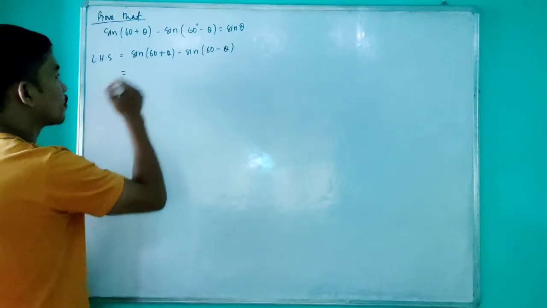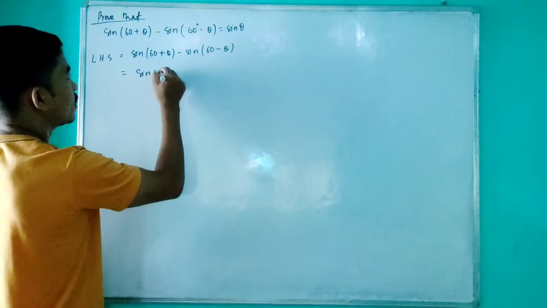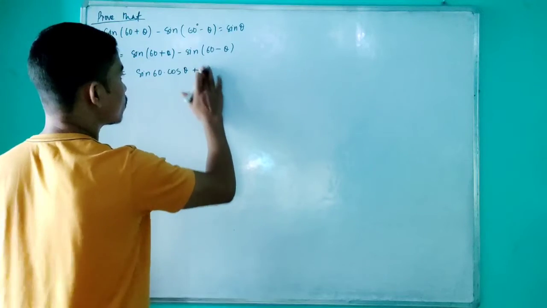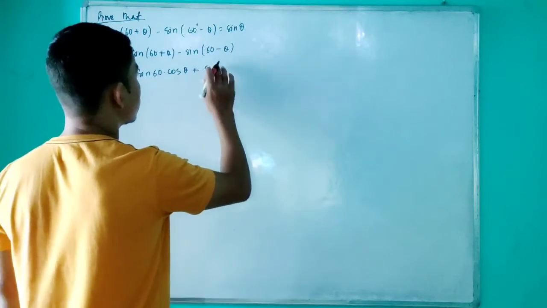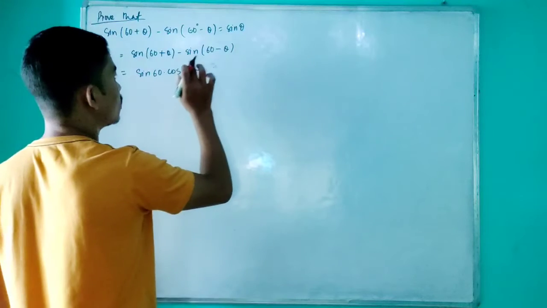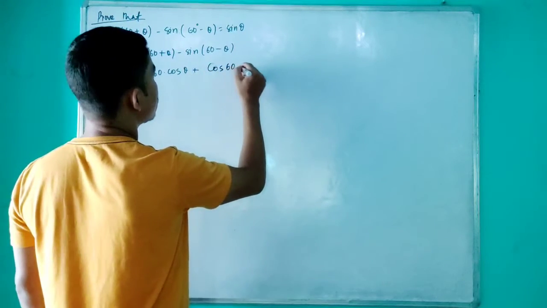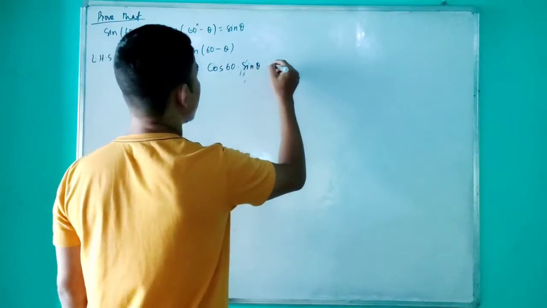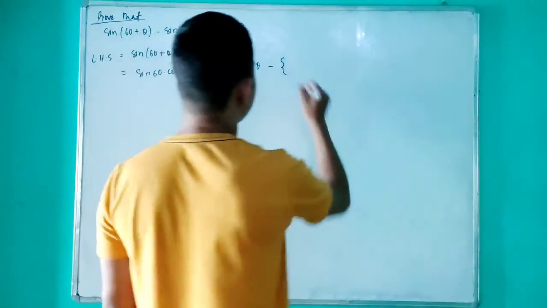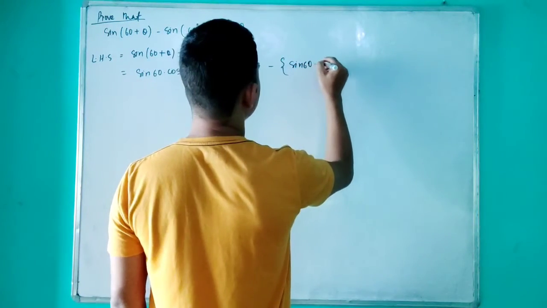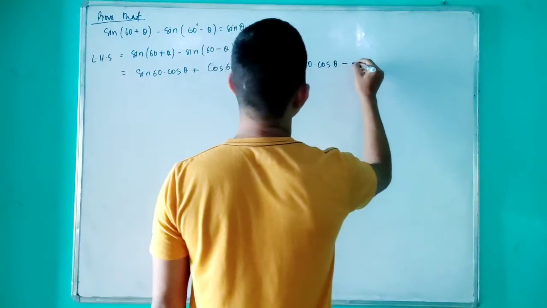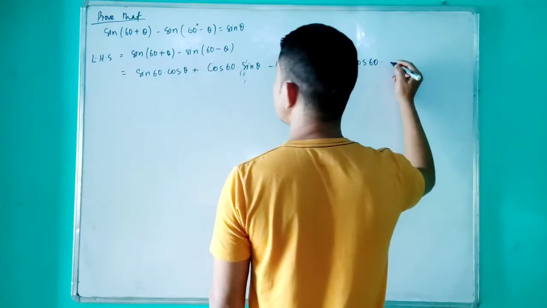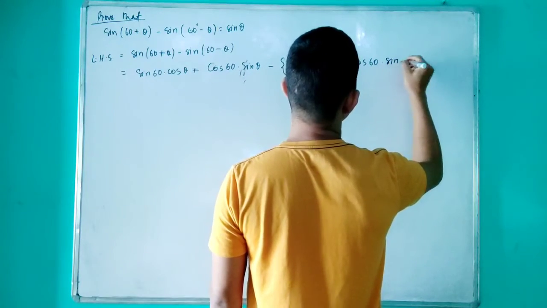So this will be equal to sin A plus B, that is sin A cos B plus cos A sin B. That is sin 60 into cos of theta, plus cos of 60 into sin of theta. Okay, minus again sin A minus B, it is sin A into cos B, that is sin 60 cos theta, minus cos A sin B, cos 60 into sin of theta.